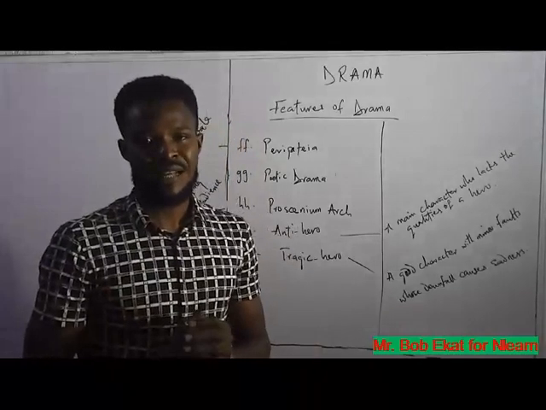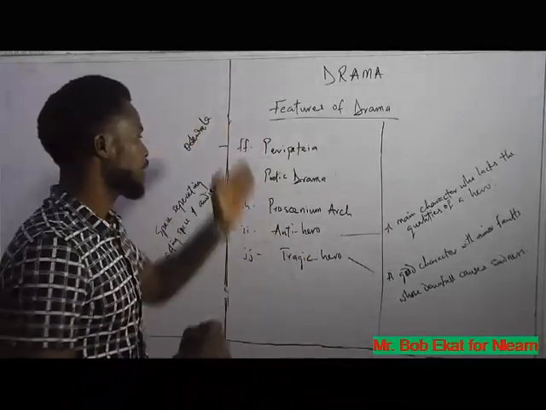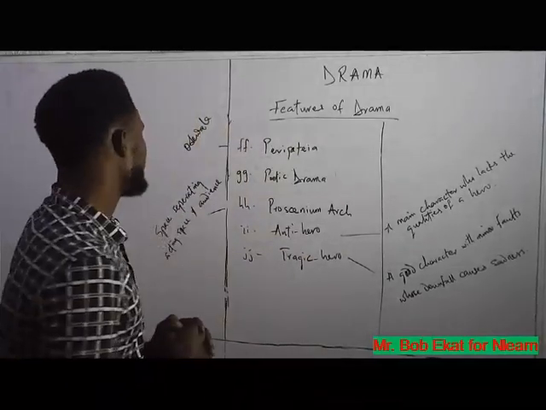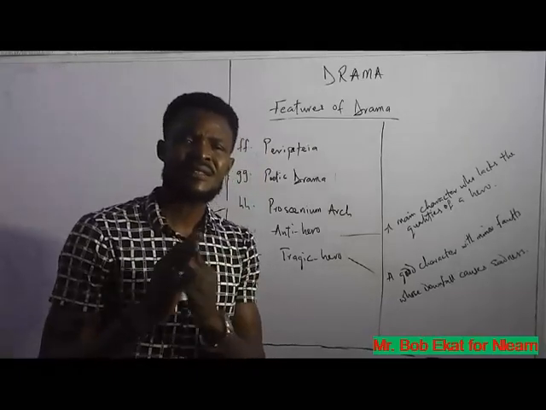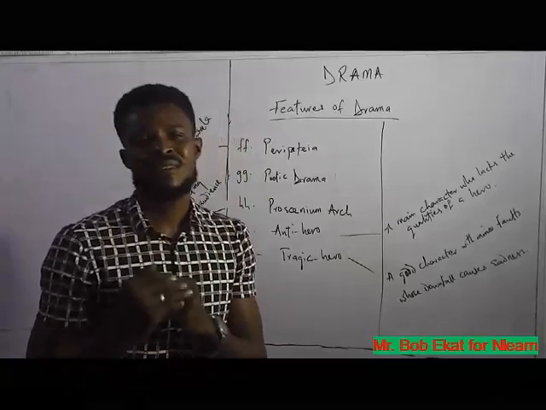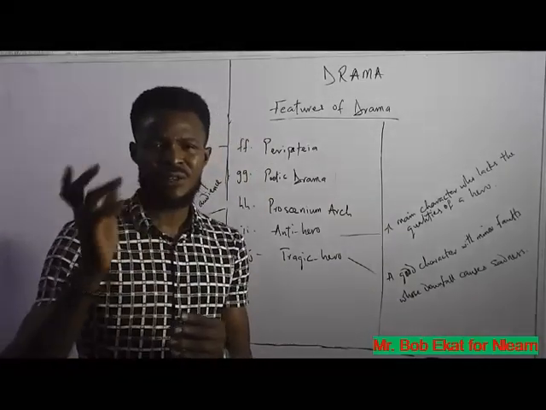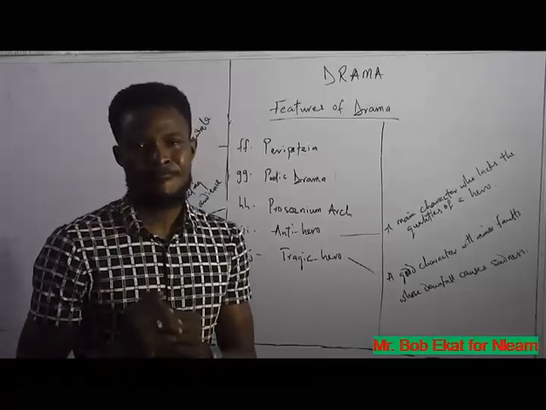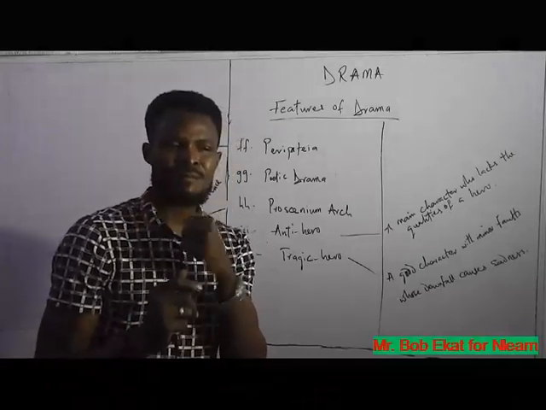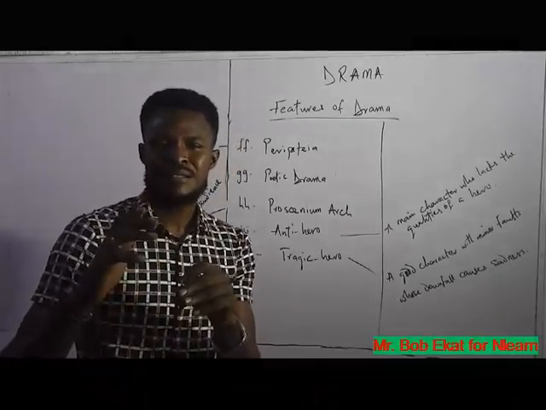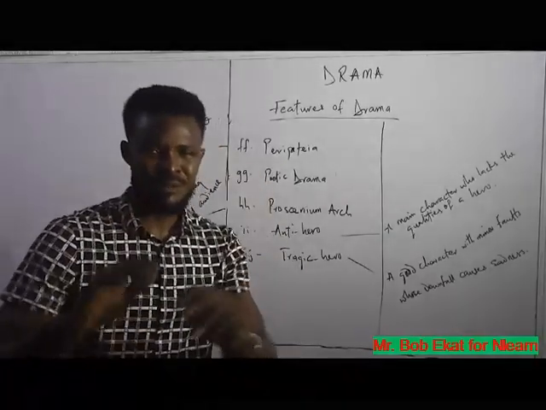We shall move to the next now, which is Peripeteia. Peripeteia is the sudden reversal or sudden downturn of the fortune of the main character. What I mean here is when the circumstance of the main character begins to come down.